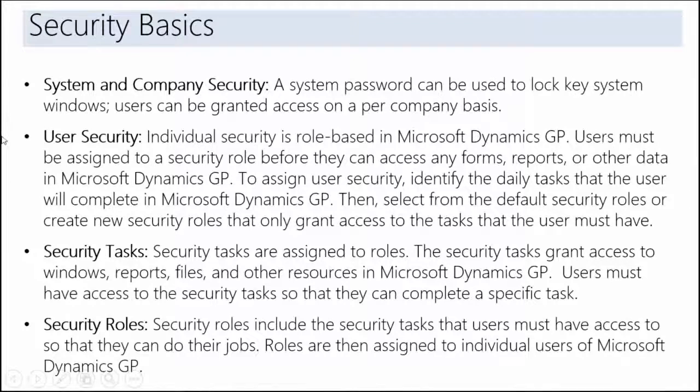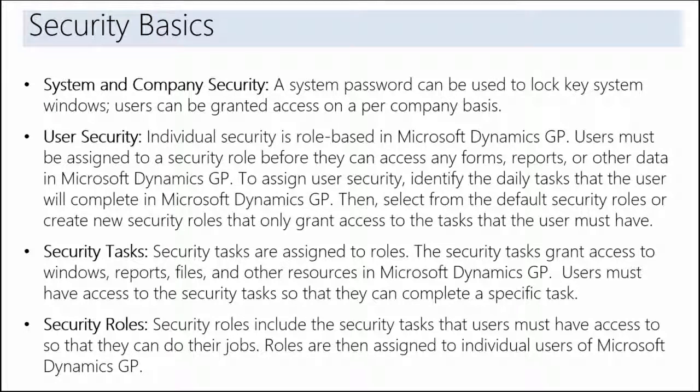You can basically lock down by module. You can even do it by window. That's probably pretty common. And so let's take a look at some of the security options so you can understand basically what security is available to you within Microsoft Dynamics GP. We talked about small companies. You might just use the system and company security. And the system password is basically just locking down system windows.